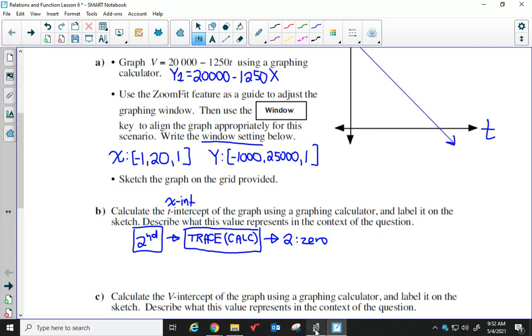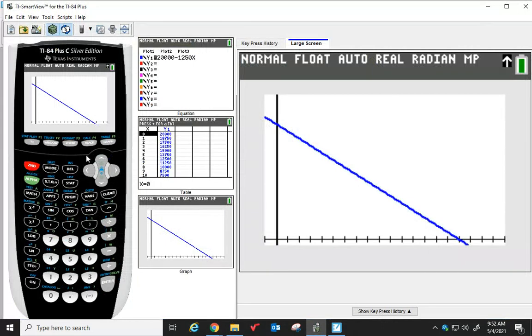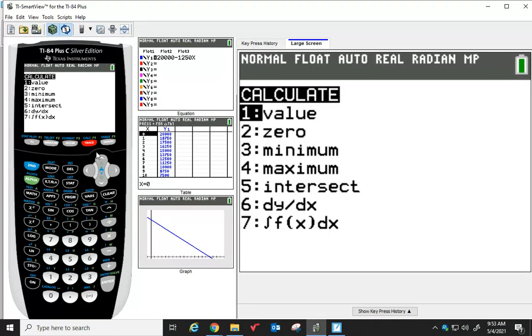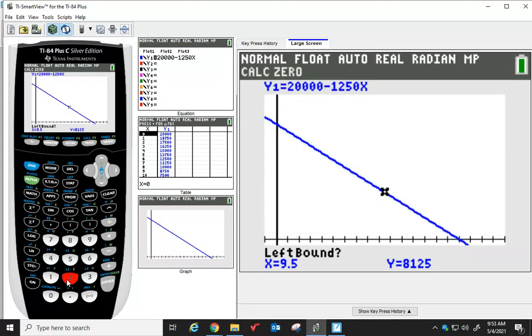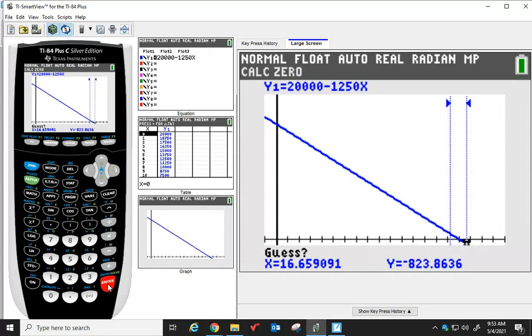X-intercept is when Y is 0. So let's go ahead and do this. We'll hit second, trace, number 2. Okay, now you have to put the cursor on the left side of the X-intercept. So I'll just make it go down here. Hit enter. Go to the right side of the X-intercept for the right bound. Hit enter again. And it tells me that when Y is 0, X is 16.